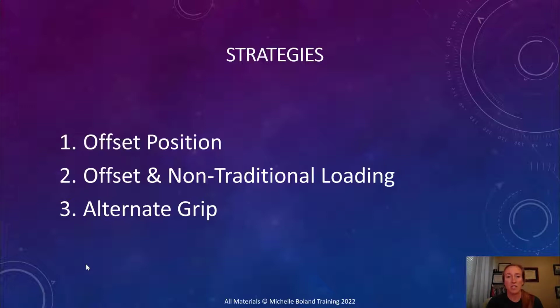And then offset position, so one side loading. So holding a kettlebell on one side and the other side's maybe reaching forward or unloaded. And then the third one is alternating grips. So I'm turning one hand in supination, the other hand in pronation while I'm holding a bar or kettlebells or dumbbells. And we can flip to the next slide.